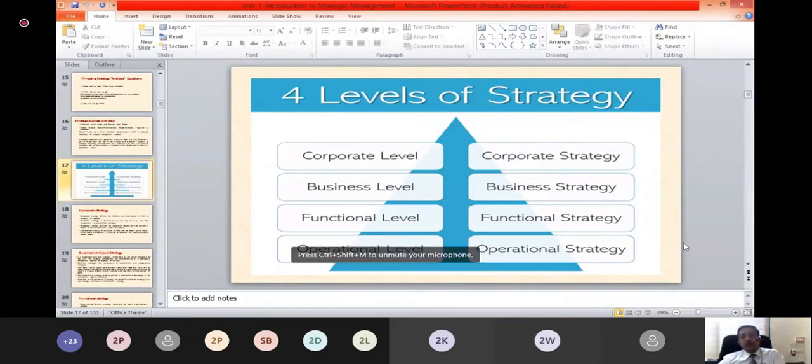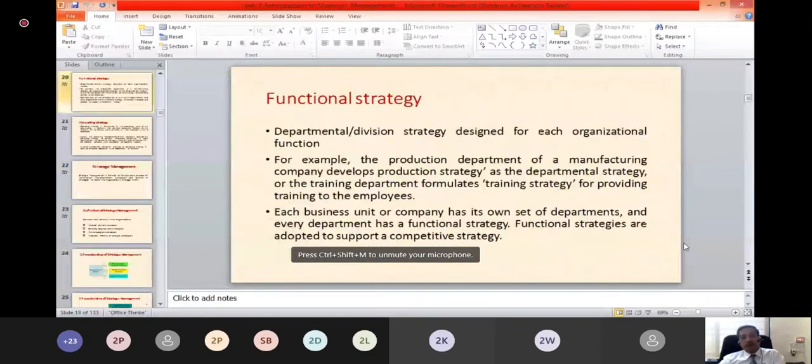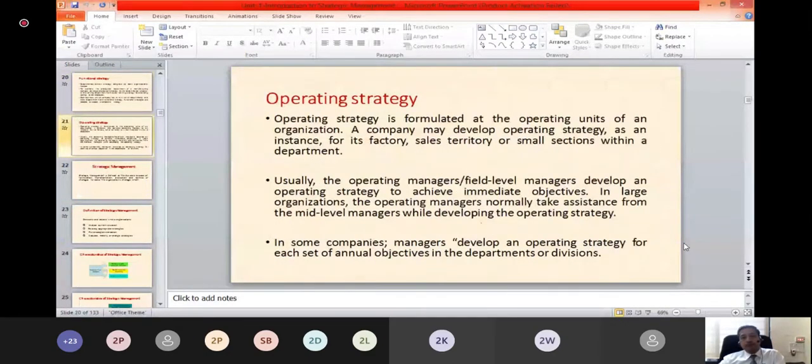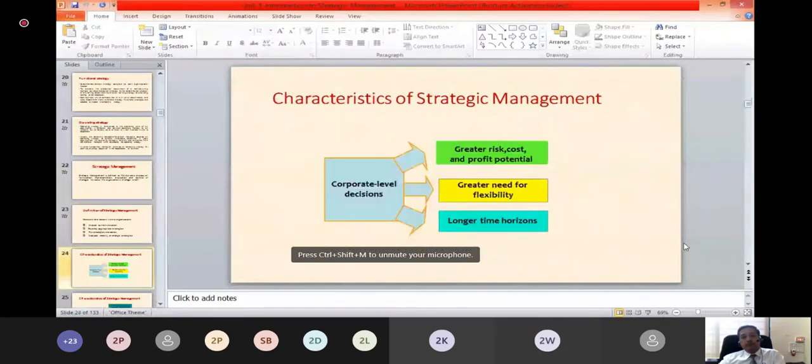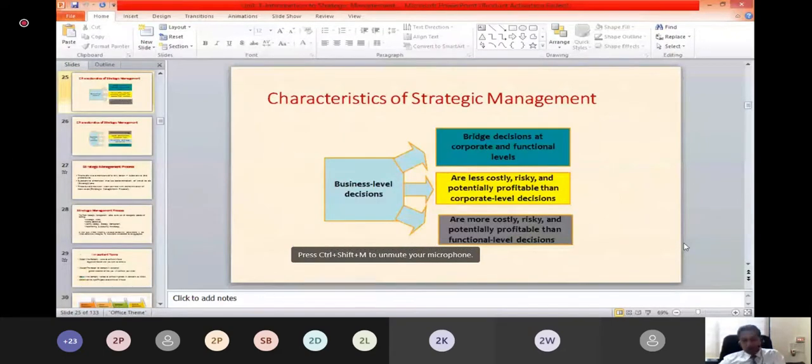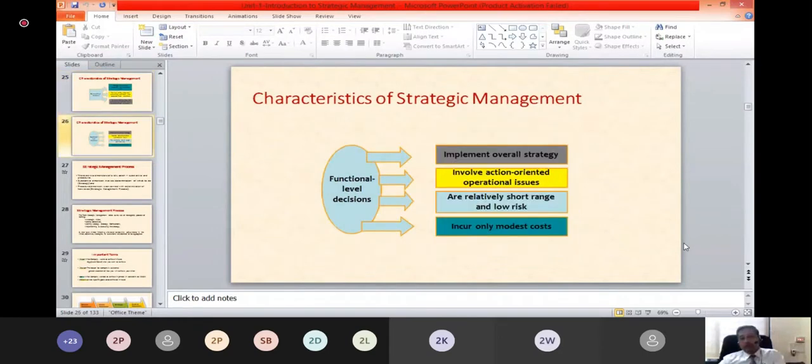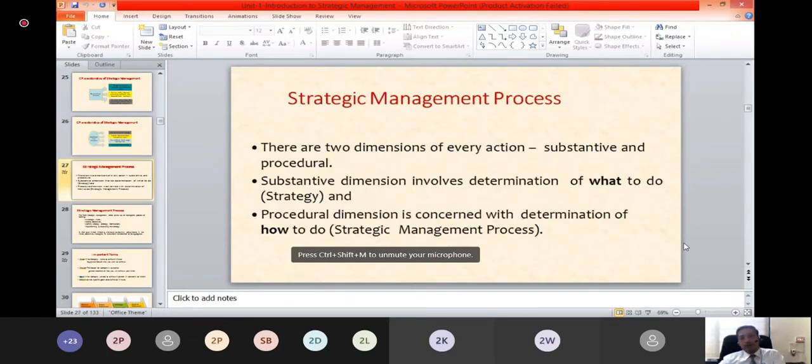So there are four different levels of strategy that we have also seen. That is the corporate level strategy, then business level strategy, functional level strategy, operational level strategy. All those forms of strategy, those four levels, we have discussed in detail. Then we saw different features of strategic management and different characteristics at different levels of strategy that we discussed.